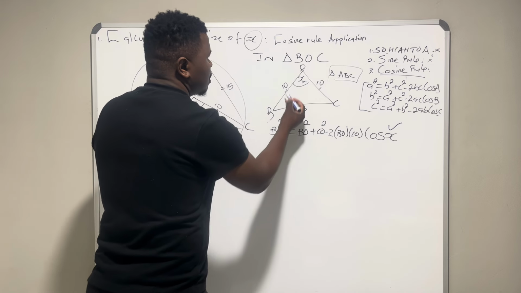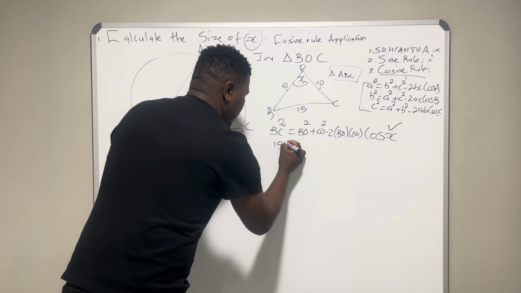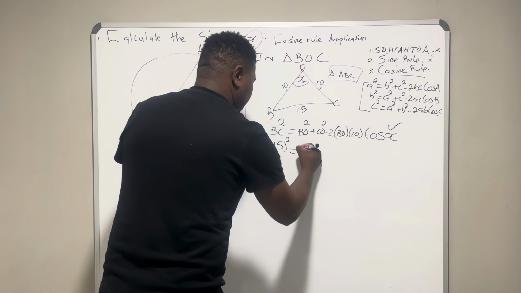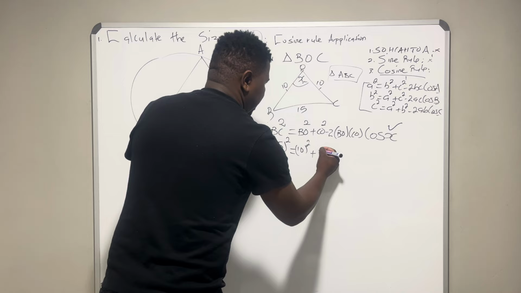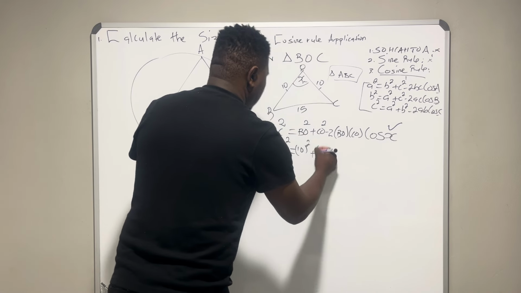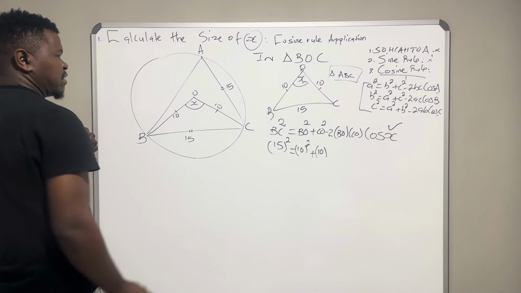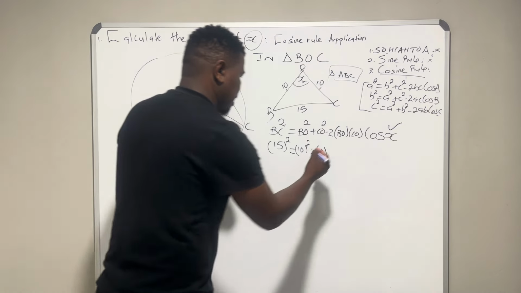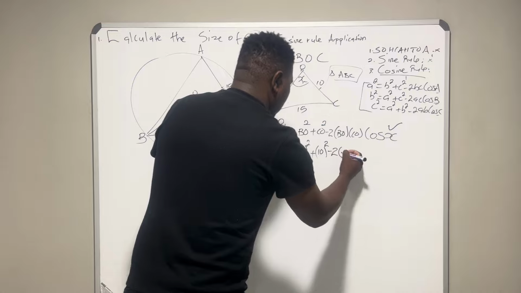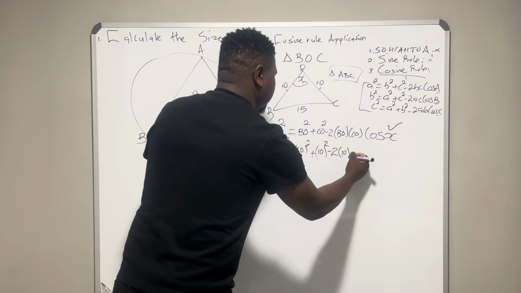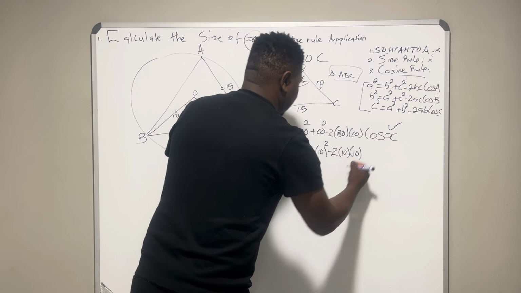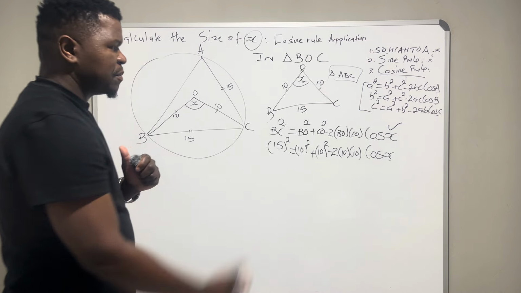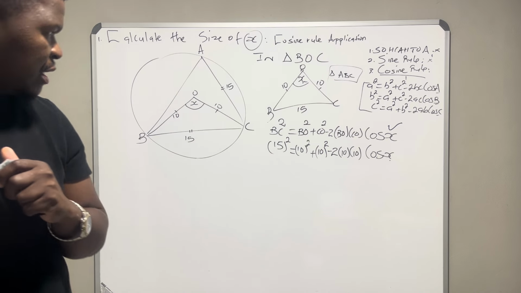What is BC? BC is 15. Putting brackets is very important. BO is 10. CO is still 10. Remember, according to this, the triangle is isosceles, two equal sides. So we also have 10 here for BO, multiplied by 10 again for CO, and then cos of X. Cos X is unknown. Now from here, you can celebrate.